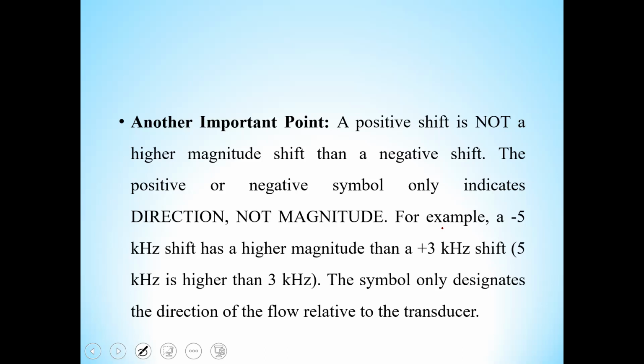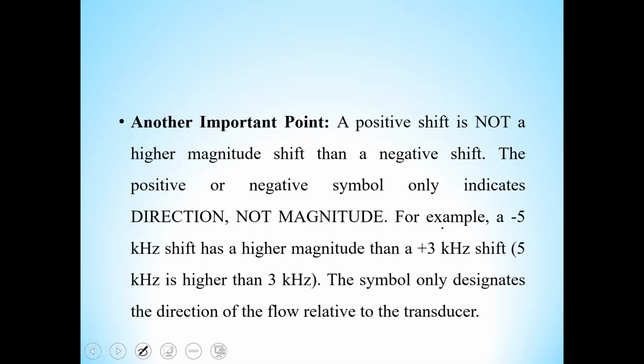A positive shift is not a higher magnitude shift, and a negative shift is not a lesser magnitude shift, because the sign doesn't affect the magnitude of the shift, but only the direction. By positive shift, we mean the movement of the reflector is towards the transducer, and by negative shift, we mean that the movement of the structure is away from the transducer.